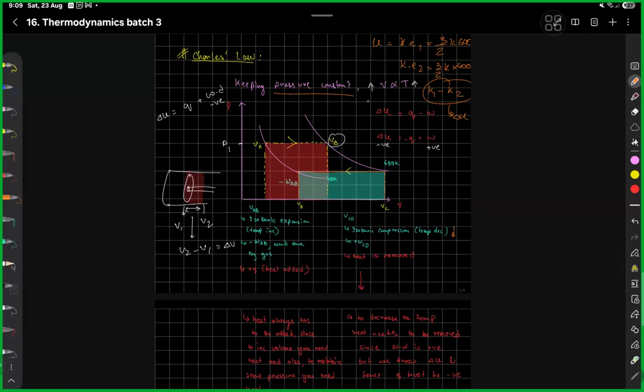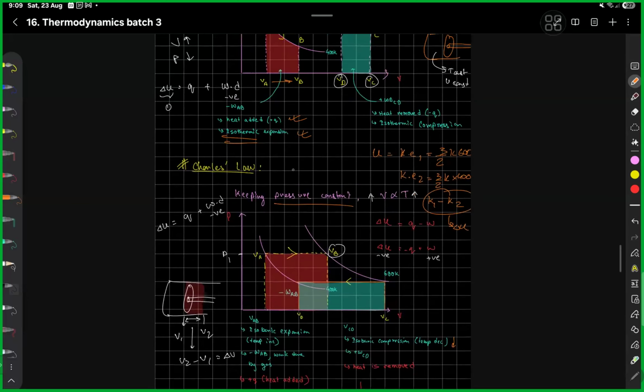So if pressure is constant and you change the volume, PV equals nRT. But doesn't U depend on heat energy? It doesn't depend on temperature, does it? It just depends on temperature. Just depends on temperature.